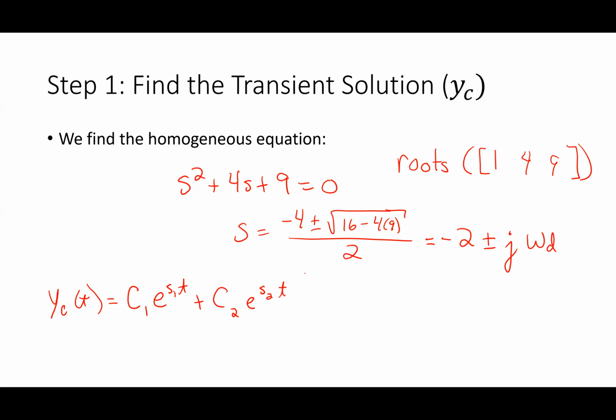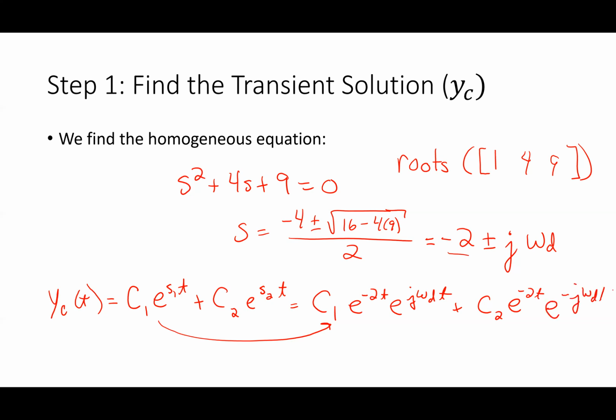All right. So if I look at s1 and s2, let's write this out: C1 e to the negative 2t times e to the j omega d t. This here would be the first term. The second term would be C2 e to the negative 2t times e to the negative j omega d t. Like that, okay? If I combine those two things, first of all, there's a common factor in both terms, isn't there? What's the common factor in both of those two additive terms?